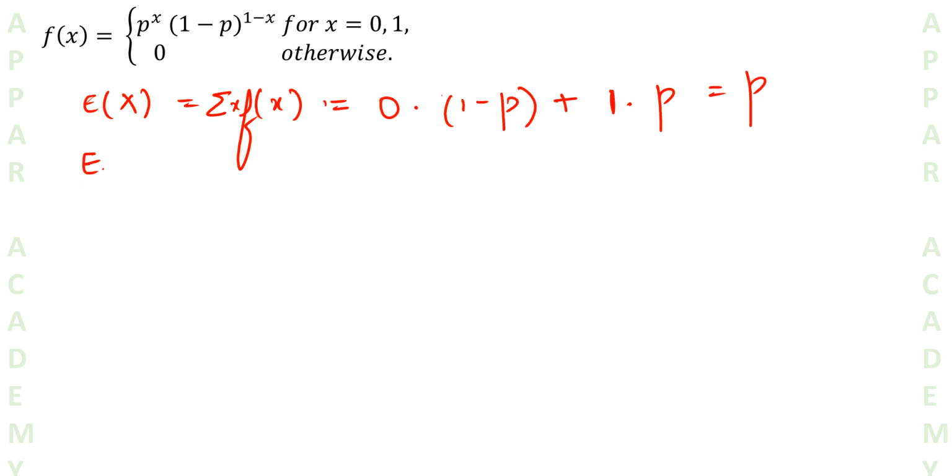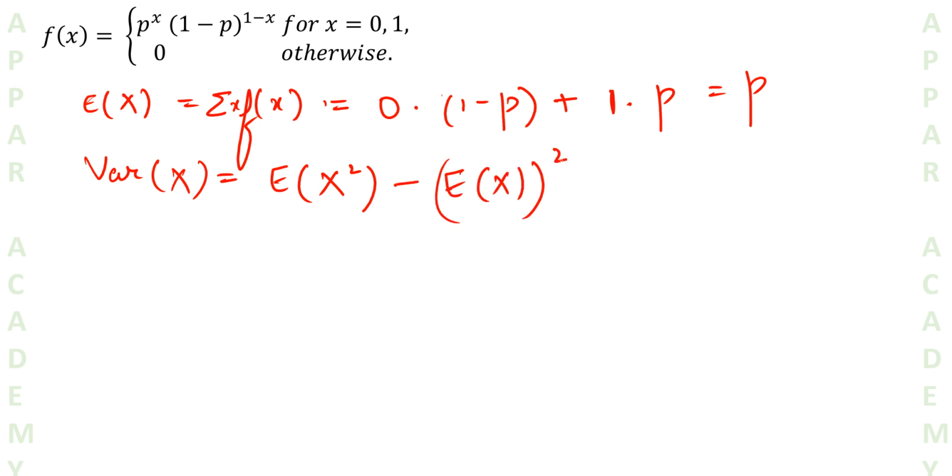Now let's find the variance of x. Variance of x is simply equal to the expected value of x square minus the square of the expected value of x. Right? So this is the variance. We already have the value of the expectation of x. We need to find the expected value of x square.